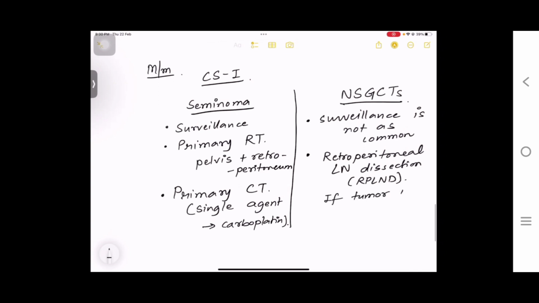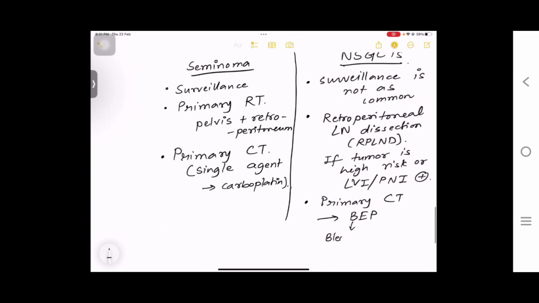Now for a non-seminoma germ cell tumor, surveillance is not as much required as in the case of seminoma testis, but here there is retroperitoneal lymph node dissection, and if the tumor is high risk, then primary chemotherapy is also done using 3 agents, that is BEP. B is bleomycin, E is etoposide, and P is cisplatin.